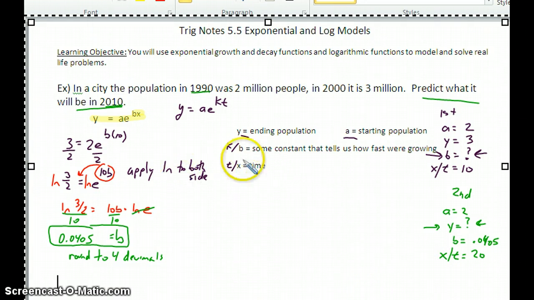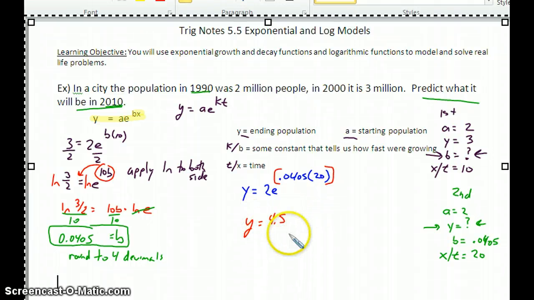So plugging it into the equation now, we'd say our Y is what we're trying to find. Our A was 2. Our E is still E. Growth rate 0.0405 times our time of 20. Punching this into the calculator, make sure when you raise it to the E power that you get a set of parentheses around here. You end up with Y being 4.5. Now remember, when I listed it over here as 2 and 3 for our starting and ending populations, that was really in million. So it's 4.5 million people.